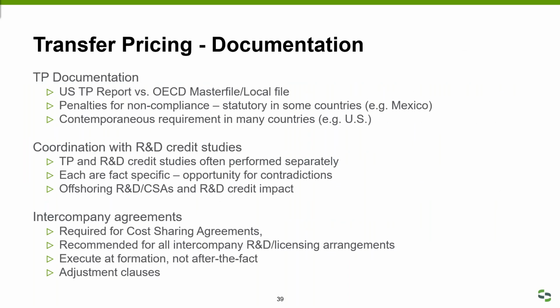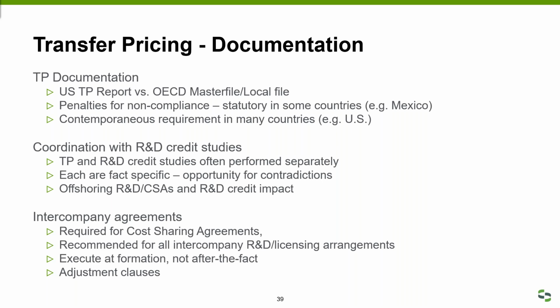Transfer pricing documentation. When you do IP management, you're going to have transfer pricing documentation. You're going to have U.S. transfer pricing reports. Like we mentioned earlier, you'll have to have master and local files for all of your countries. And there's penalties for non-compliance. Some countries are statutory, like India and Mexico. If you don't have compliance, they can reach 100% penalty.